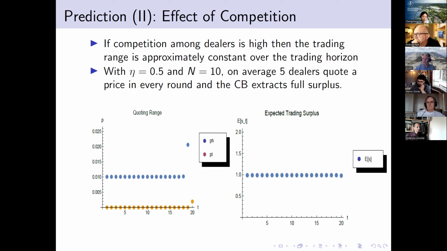It's also fairly easy, although algebraically complicated, to make eta a function of the dealer. So you might think, well, I know something about my dealers. I know that Goldman will quote much more often than, I don't know, Bank of New York. And so you may have an eta that's a function of the dealer. As long as there's common knowledge, it's not hard to extend the theory.